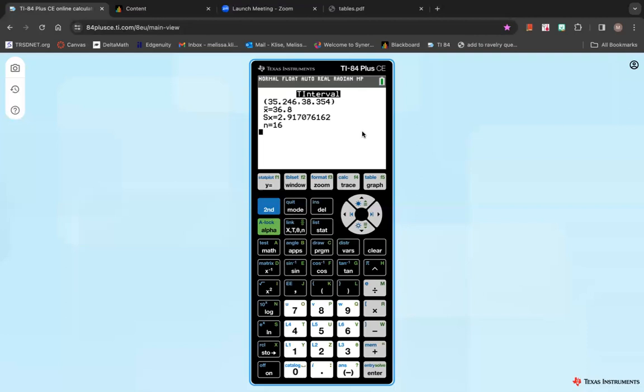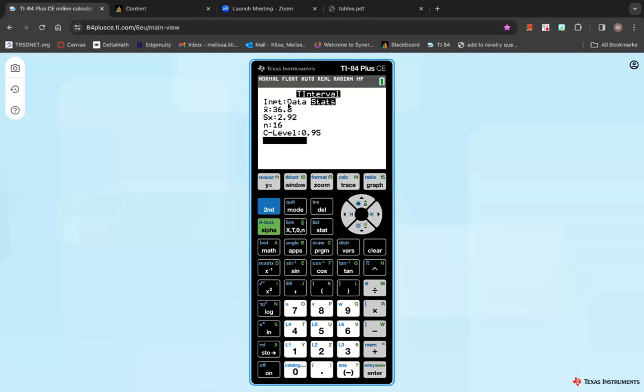So let's say you were given the mean and the standard deviation. I'm going to go back to my T interval. Let's go back to the tests. So T interval. Let's say I'm given a mean and a standard deviation. I'm given the mean of 36.8. I'm going to put this as our rounded number, 2.92. So we have our rounded number, our N is 16, 95%.